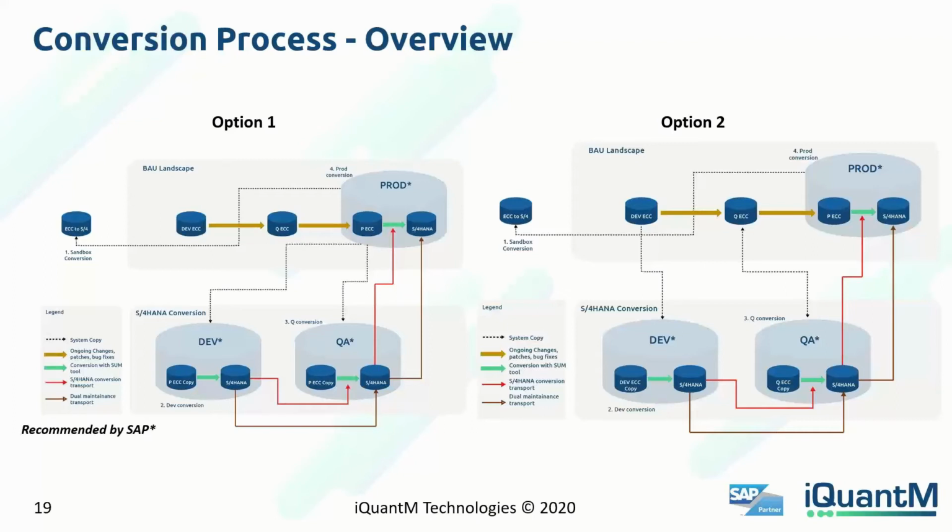The point to note is that customers would have a lot of changes happening during the same course of time. When you do a system conversion, there will be changes moving on from your BAU landscape between your dev, quality, and production systems.